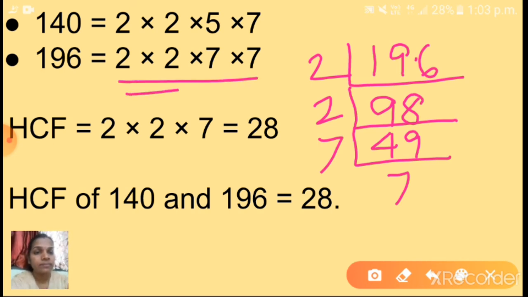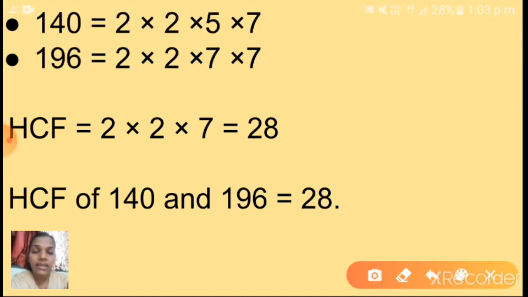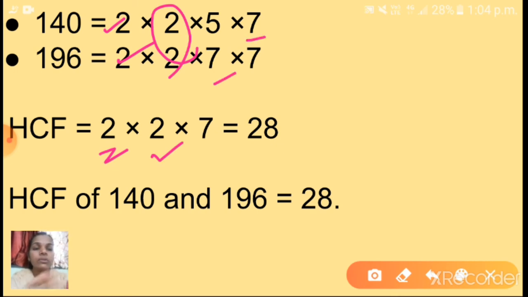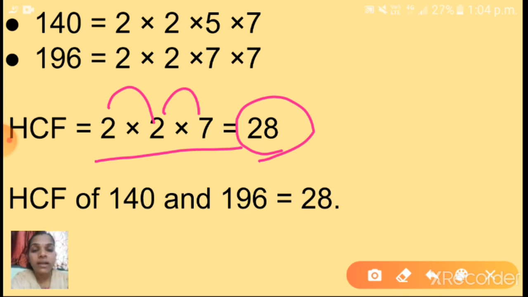Okay, I have written here. Now we have to find the HCF of these two numbers, that means 140 and 196, is equal to, yes, the common numbers, can you say? Very good, 2, 2, so I have written 2 here. Again I have written 7, here also 7, so I have written 7 here. Now see here, HCF is equal to what? 2 into 2 into 7, that is 2 2's are 4, 4 7's are 28. So the highest common factor of 140 and 196 is equal to 28.